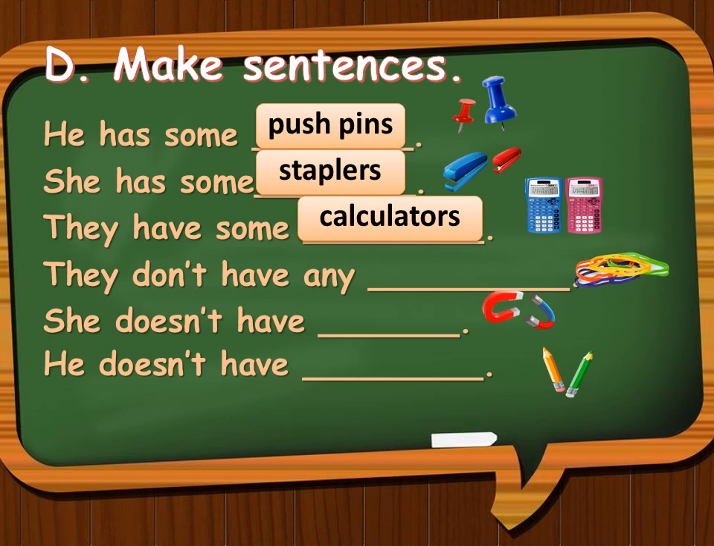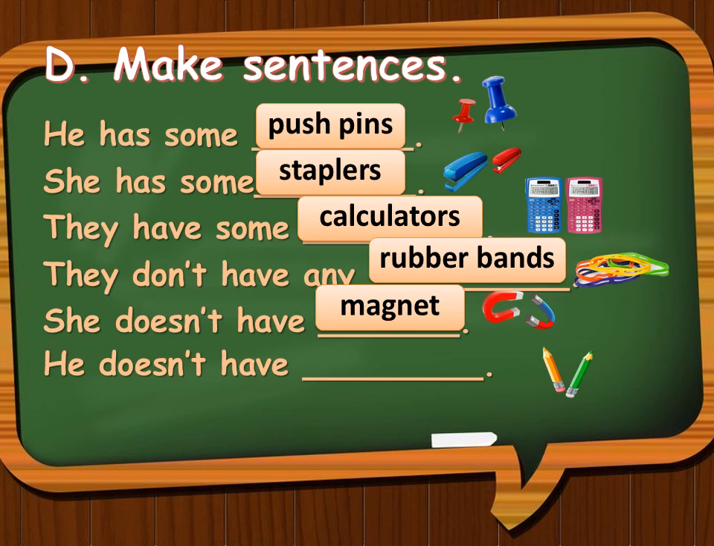They have some calculators. Next, they don't have any, what do you call that one? Yes, that is rubber bands. They don't have any rubber bands. Next, she doesn't have blank. She doesn't have, what do you call that one? That's a magnet. She doesn't have magnet. Next, he doesn't have, yes, it's colored pencils. So please remember the following names of the objects.